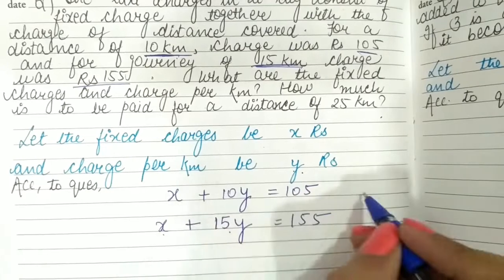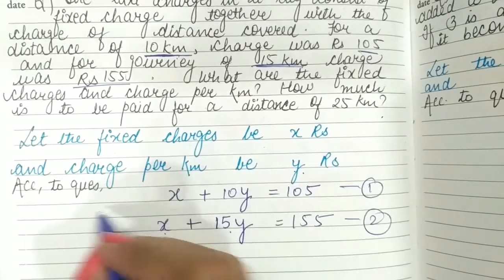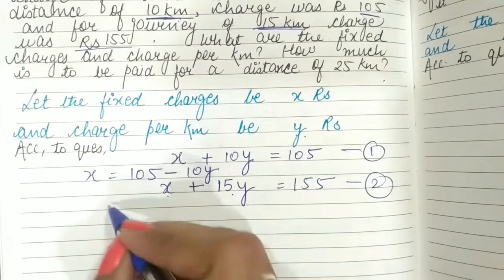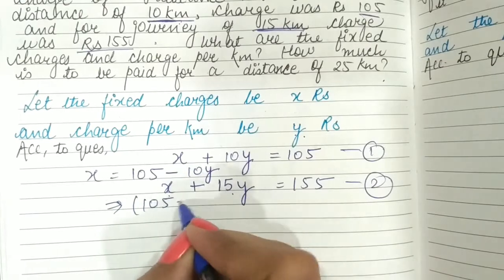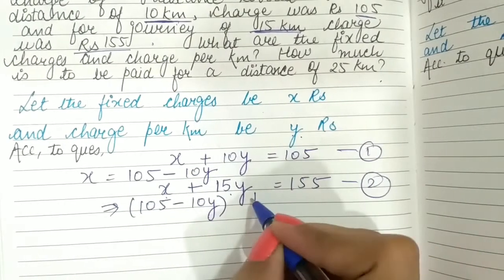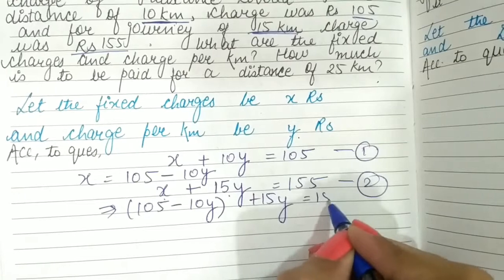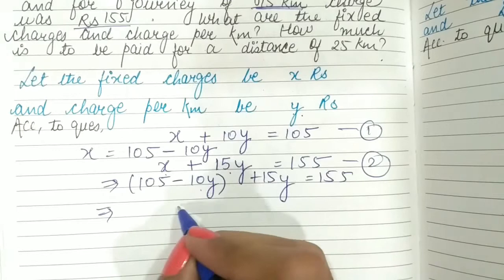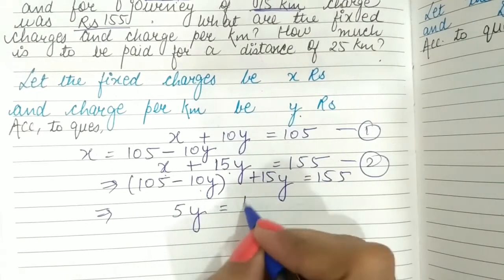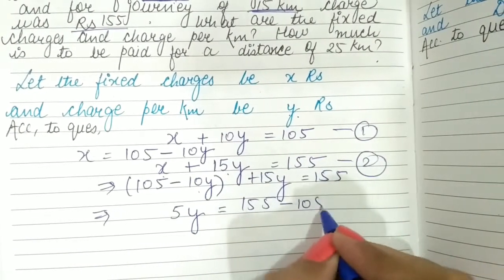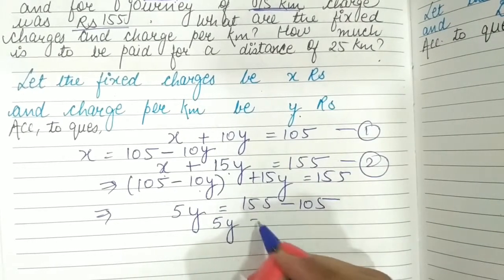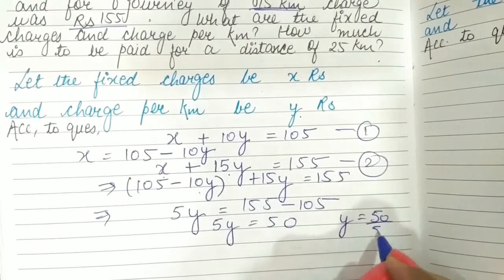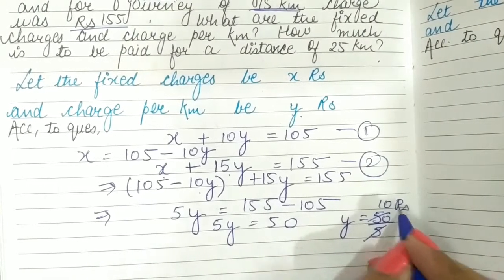From the first equation, the value of x will be 105 minus 10y. Put this value of x in equation 2, we will get 105 minus 10y plus 15y equals 155. 15y minus 10y will be 5y, and 155 minus 105 will be 50. So charges per kilometer will be rupees 10.